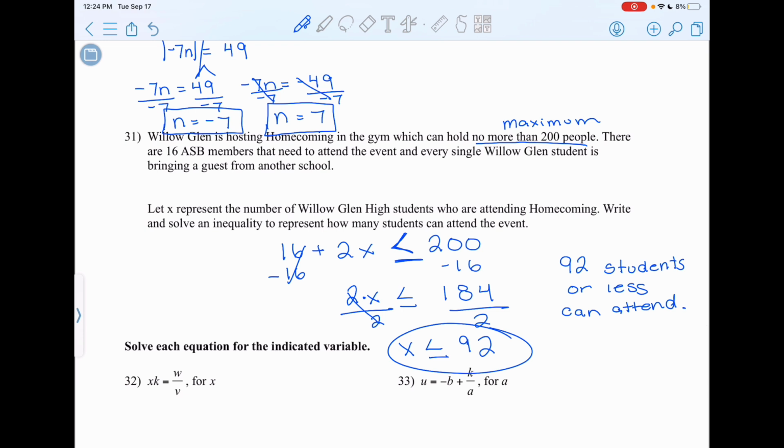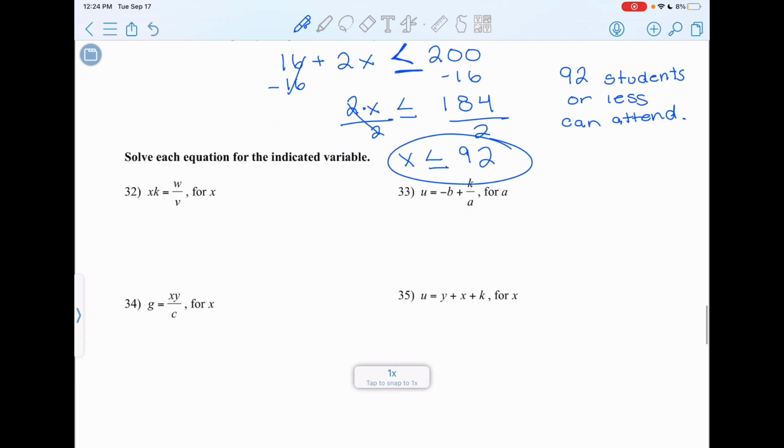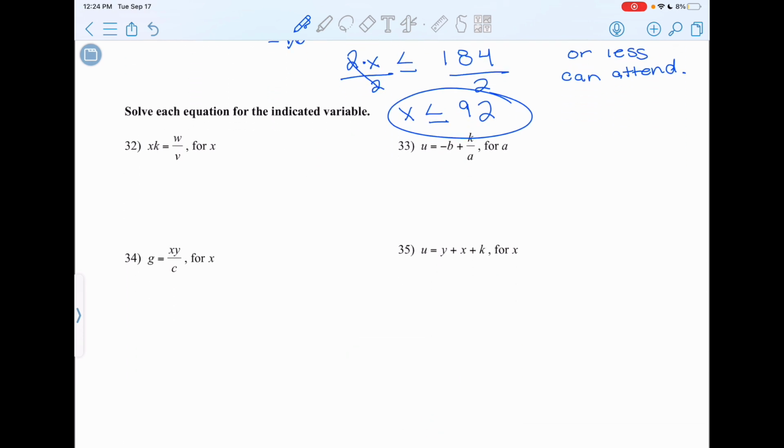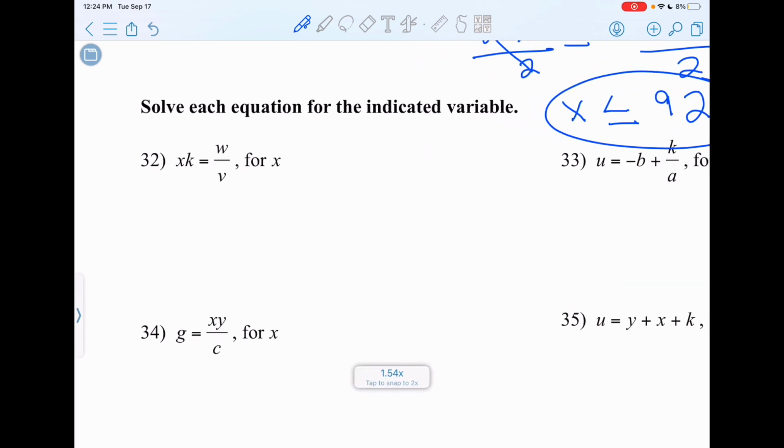And lastly, let's go over how to solve literal equations. Literal equations are the equations that have multiple variables as part of the equation, and we can solve for the indicated variable. So looking at 32, if I wanted to solve for x, I need to get x all by itself, so I need to get rid of the k.